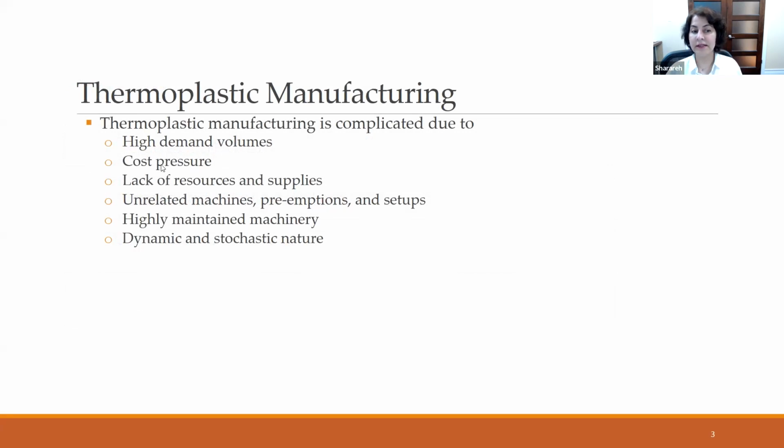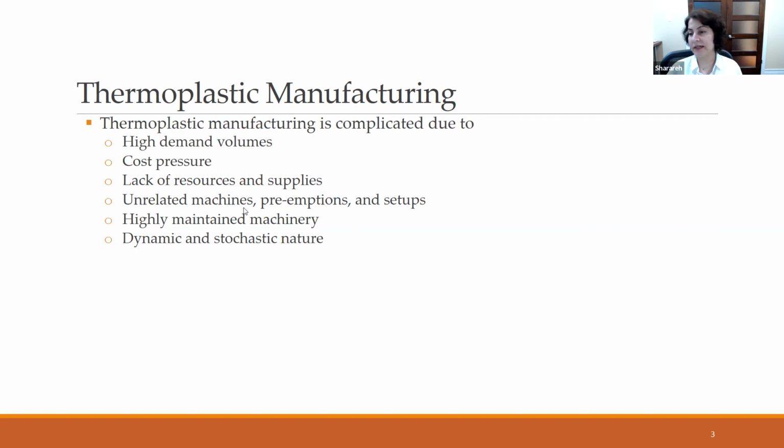Generally speaking, thermoplastic manufacturing is complicated for a variety of reasons. One of them is that they receive high demand and volume of different types and families of products, and they are always under constant pressure to reduce costs to remain competitive. Also, from time to time, they are dealing with a lack of resources and supply. An example of that we have seen in the COVID era and even post-COVID is that the automobile industry has been dealing with the shortage of chips, which has impacted their production significantly.